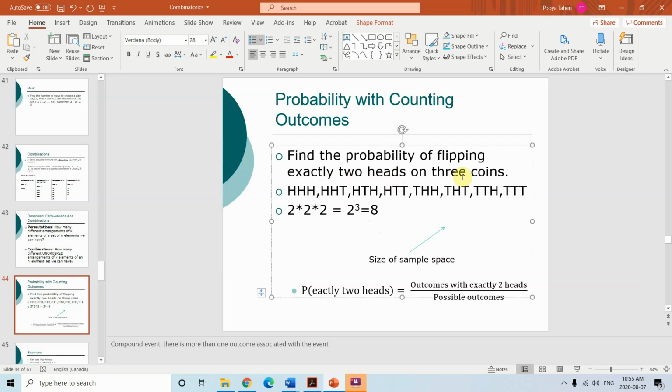Out of these eight outcomes, how many of them are desirable for us? We want to find the probability of flipping exactly 2 heads on 3 coins. So here, this is one of the desirable options. This is another one. This is another one.